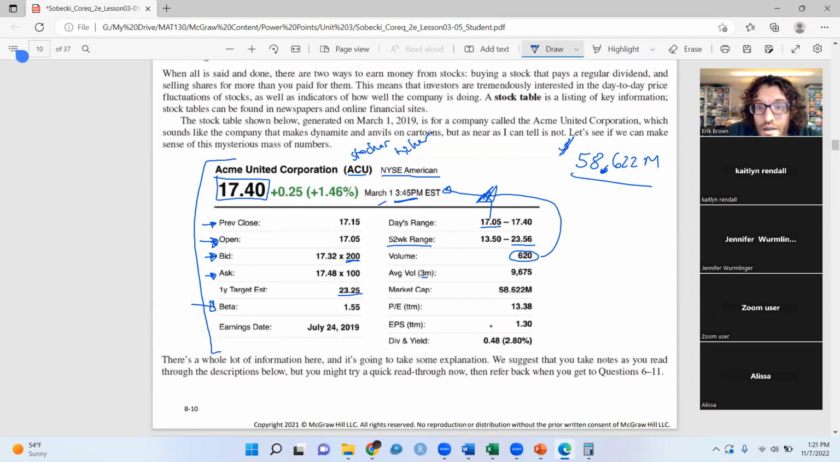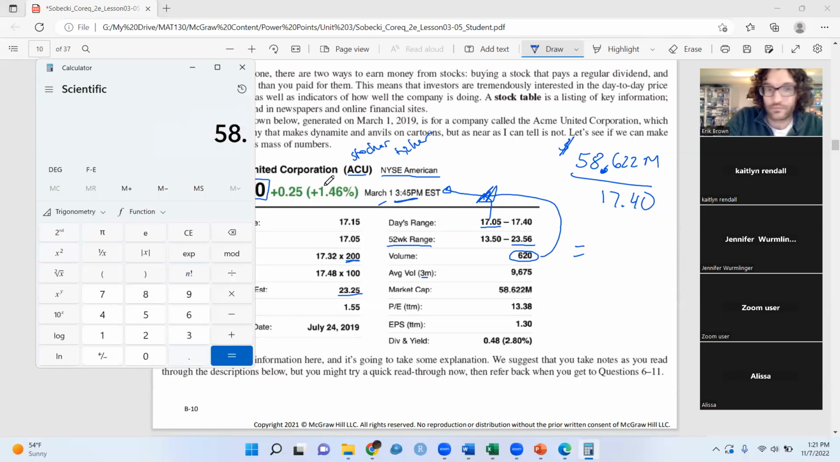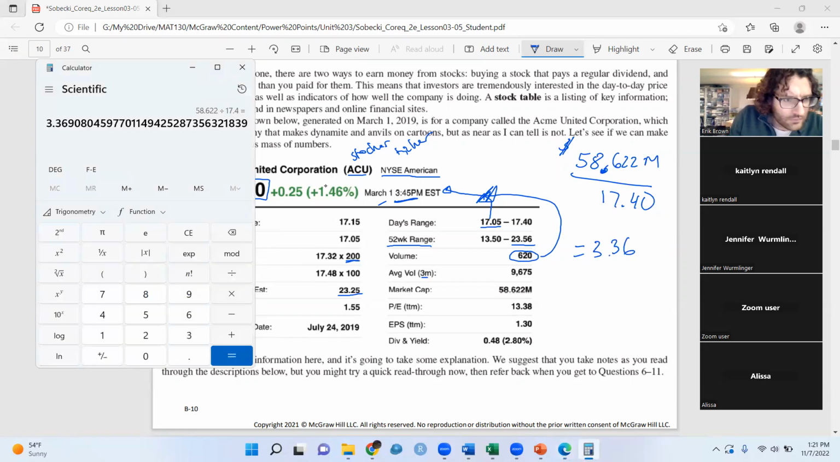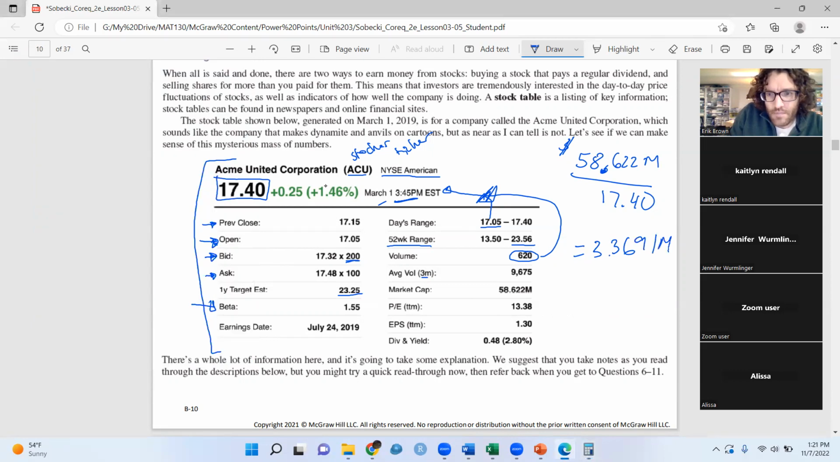$58.6222 million. And we can divide it by the current value of the stock, which is $17.40, and that will give us the rough number of shares that are outstanding. So I'm getting 3.3691 million shares, roughly.